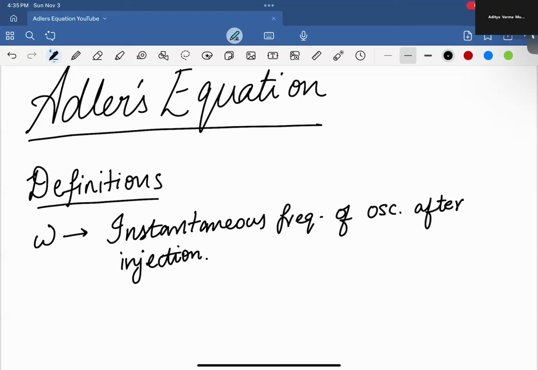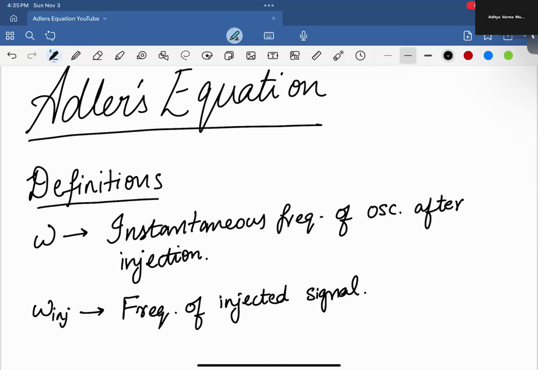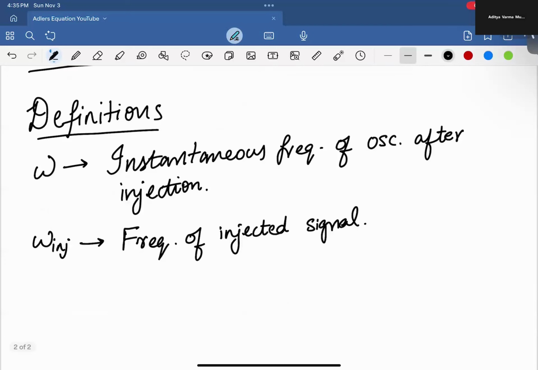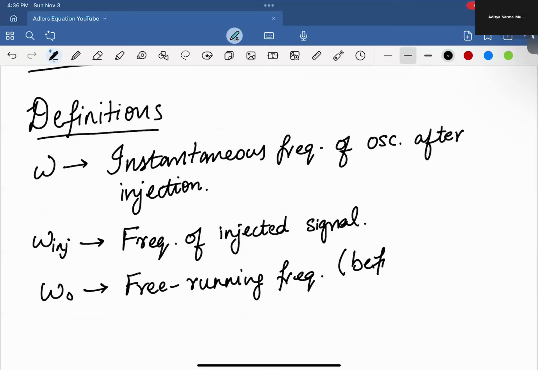And then omega injection is the frequency of the injected signal. Omega naught is the free running frequency before locking or before injection. The free running frequency, that is before injection.